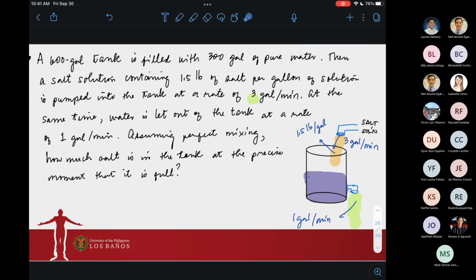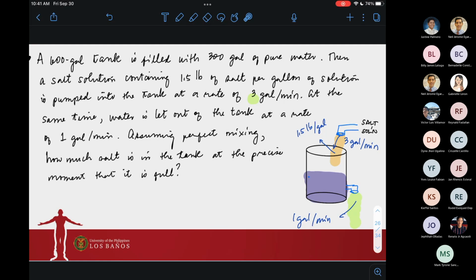And then we will assume that there is a perfect mixing of the solutions. So pure water, then we open this faucet, we pump 3 gallons per minute of liquid. That liquid contains 1.5 pounds of salt per gallon. All right? So this keeps increasing. Then we assume that the pure water and the salt solution mix perfectly. Then we release 1 gallon per minute. So that's essentially what the problem says.